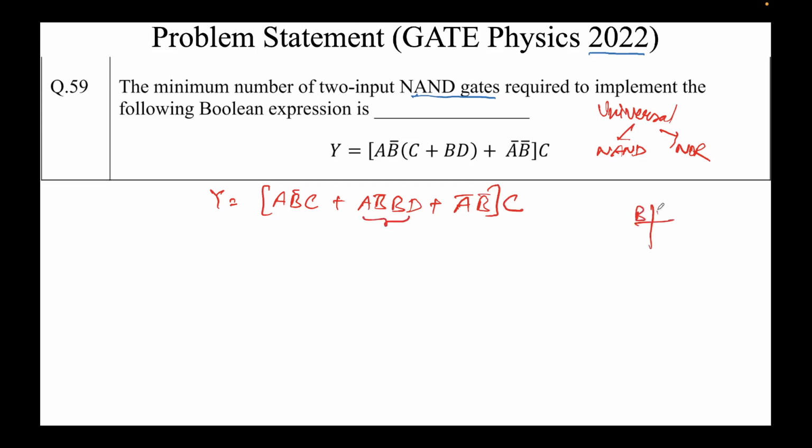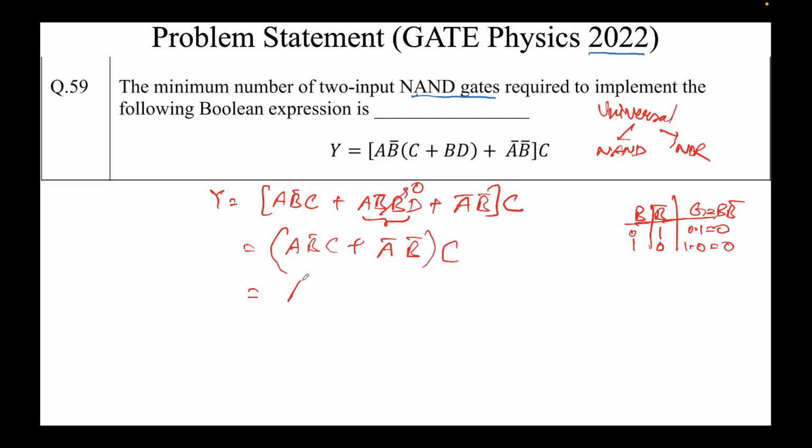So this is b, this is b bar, and let's say some output g equals b times b bar. There is only one input, so it can be 0 or 1. Similarly, b bar will be 1 or 0. So 0 times 1 is 0, 1 times 0 is again 0. So whatever the input, the output is always 0. So this term will always be 0. So this will become a b bar c plus a bar b bar times c.